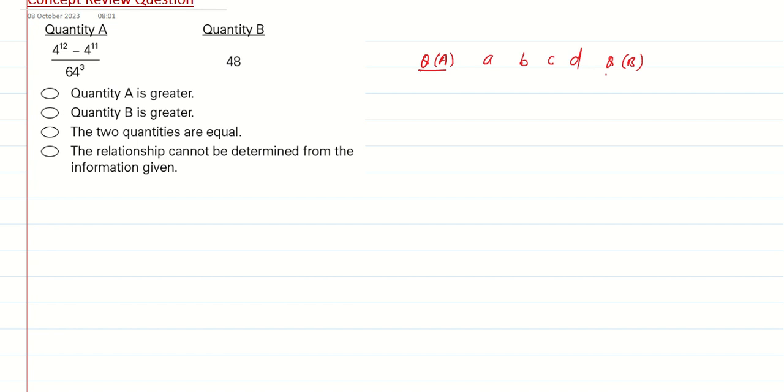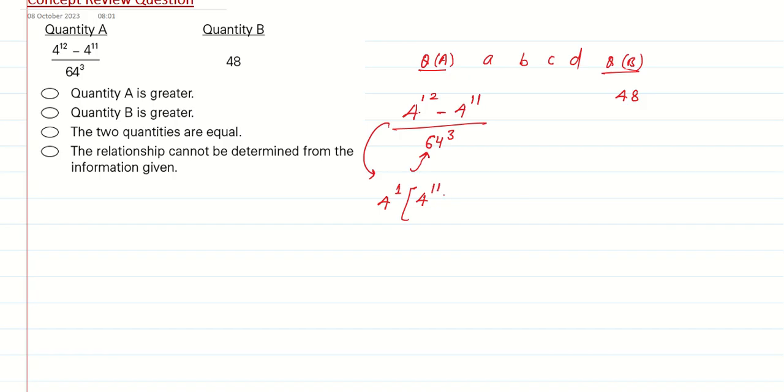4 to the power 12 minus 4 to the power 11 divided by 64 to the power 3, and 48 is given here. Remember, there is some purpose to 64 to the power 3. The question paper wants us to break it into the 4 form, 4 to the power some. Now, can I take 4 to the power 11 common?